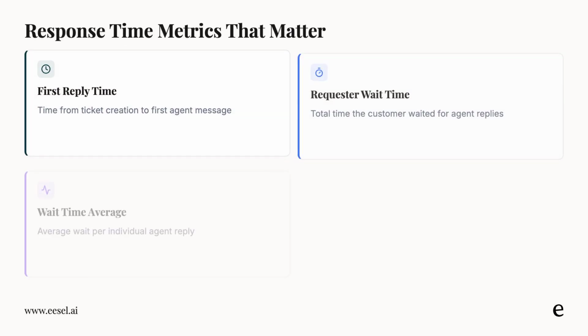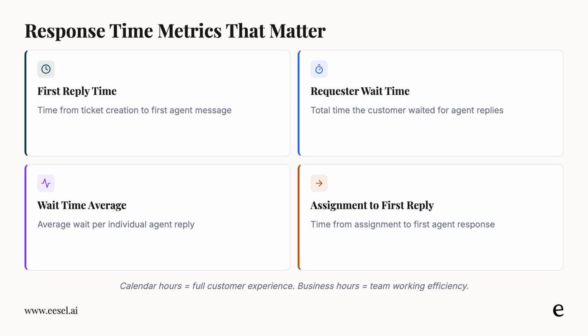The response time metrics worth tracking are first reply time, requester wait time average, and assignment to first reply. Each one comes in both calendar hours and business hours variants. Calendar hours show the complete customer experience. Business hours show your team's actual working efficiency.